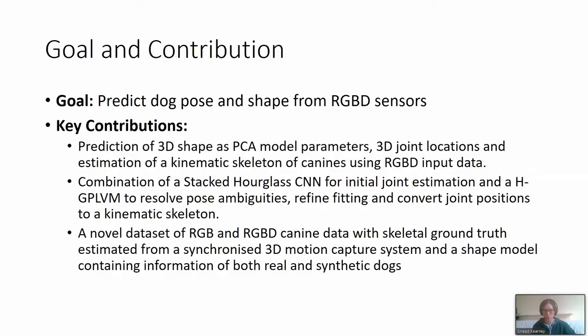Our main contributions are: this is the first method to predict shape and pose of dogs from depth images. We do this through a combination of a stacked hourglass neural network, and then we refine the prediction using shape and pose priors. As part of the paper, we're also releasing a multimodal, multi-view data set of dog motion with a ground truth skeleton and marker 3D information.